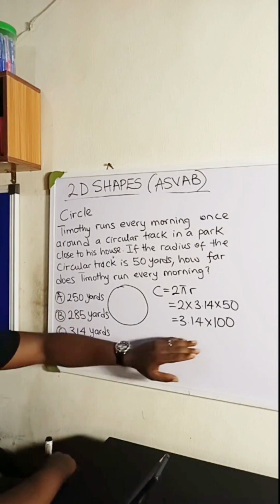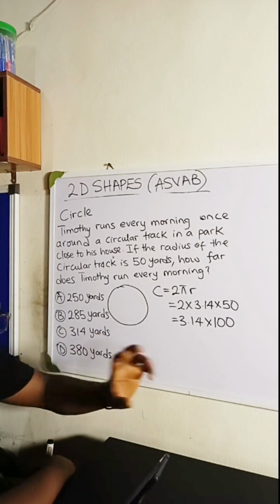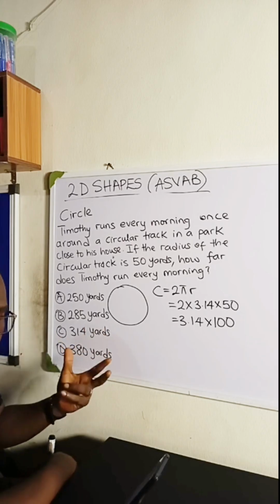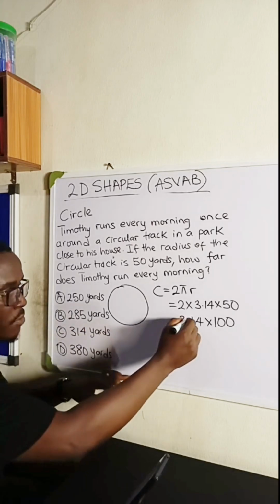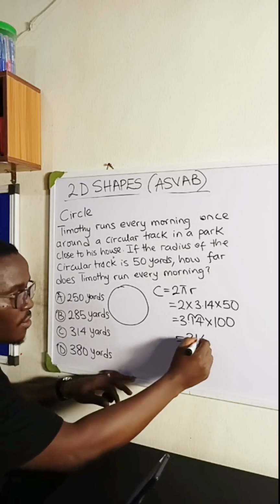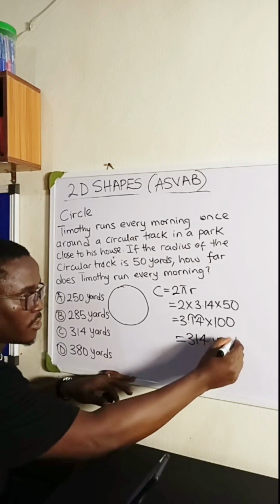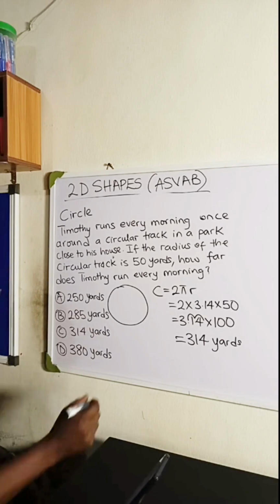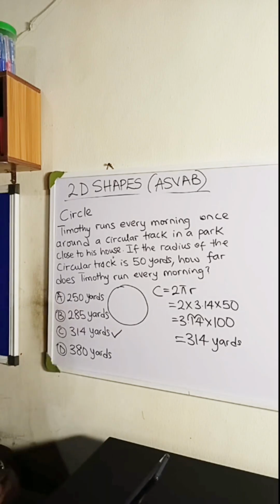Okay. So when you are multiplying any number by 100, all you need to do is move the decimal point 2 times. You don't need to bother about calculating. You just move the decimal point to the right, 1, 2. So our answer is going to be 314 yards. That gives us the answer to that question. So the correct answer, as some persons have already told us in the comments, is option C.